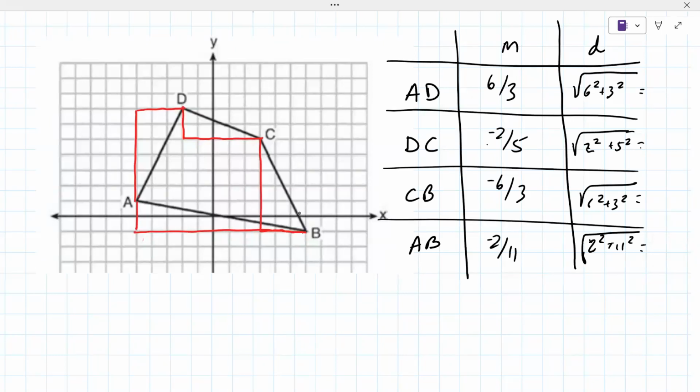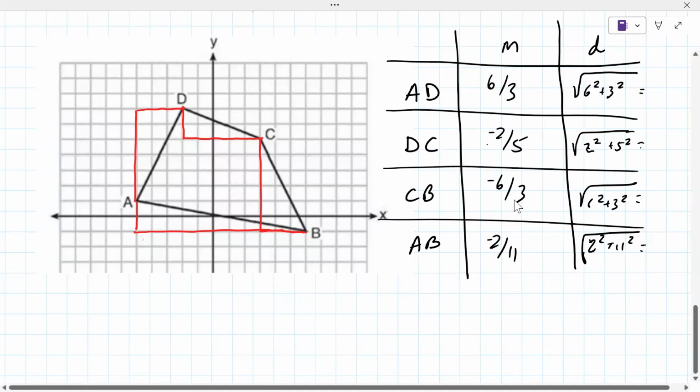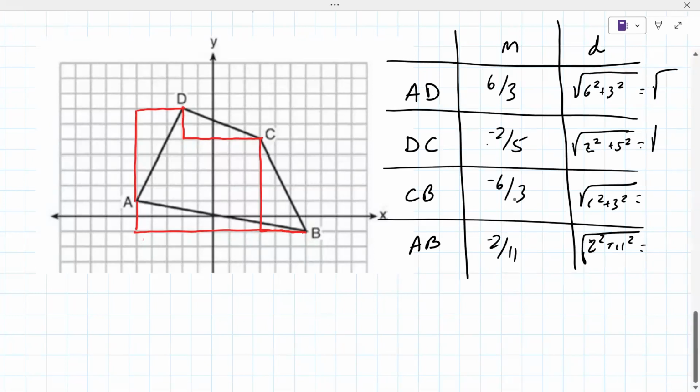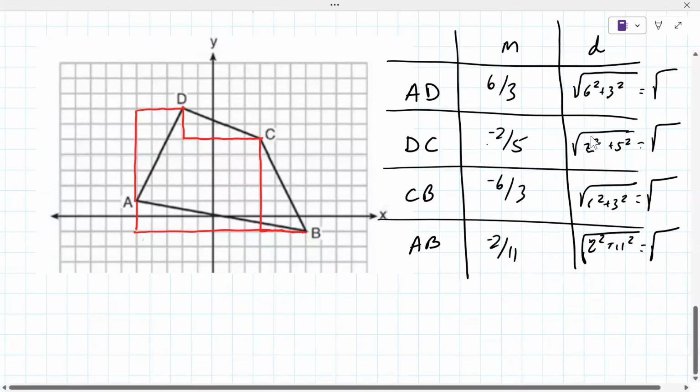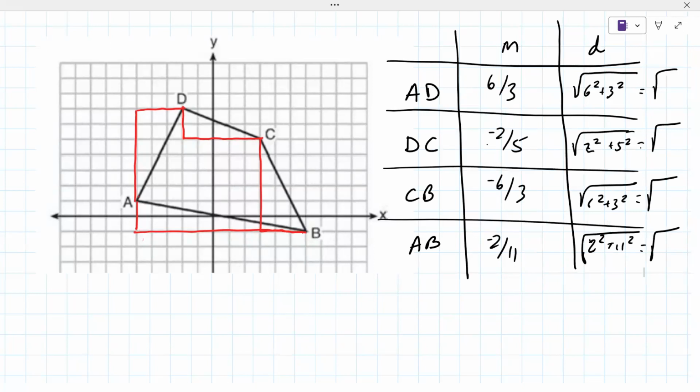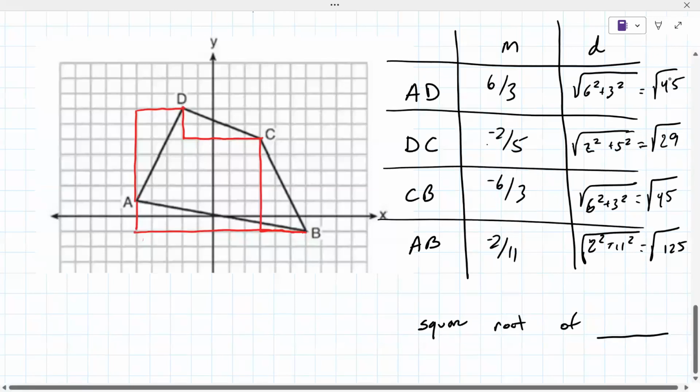11 squared is 121, right? All right, the first one, C equals 45. Square root of 45. Then add that in. Yep, 29. Square root of 29. CB equals square root of 45. Good. And AB is square root of 125. So it's square root of and then the number.